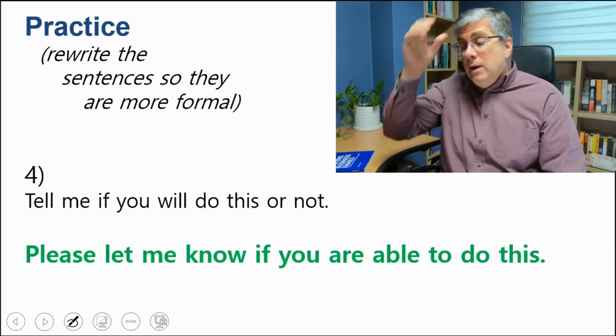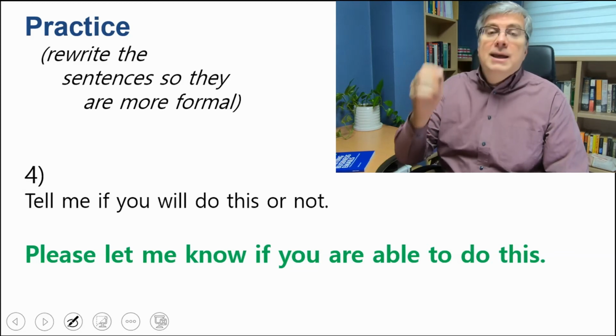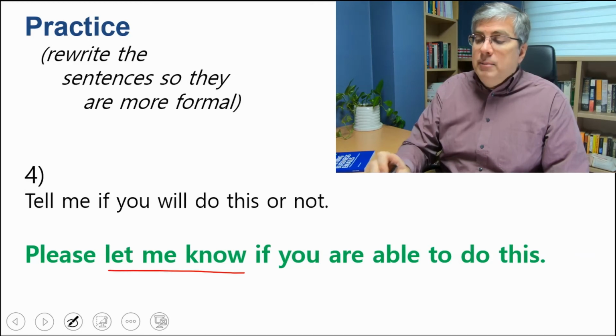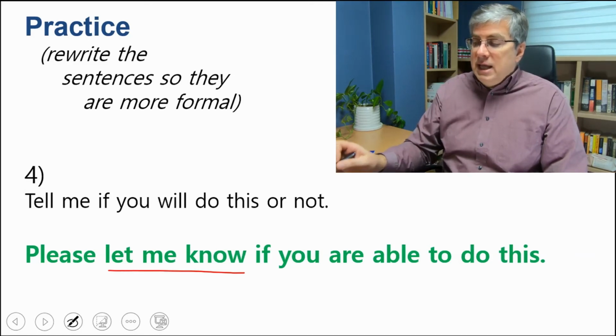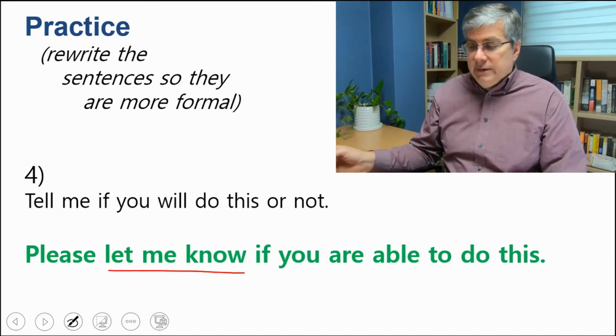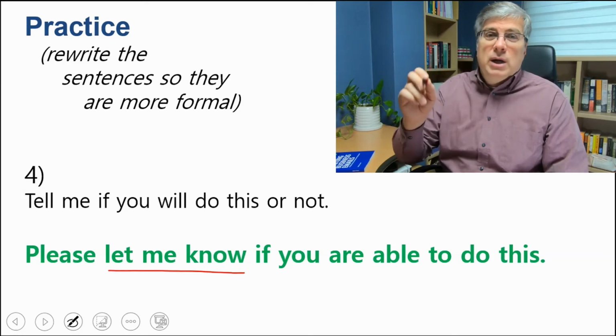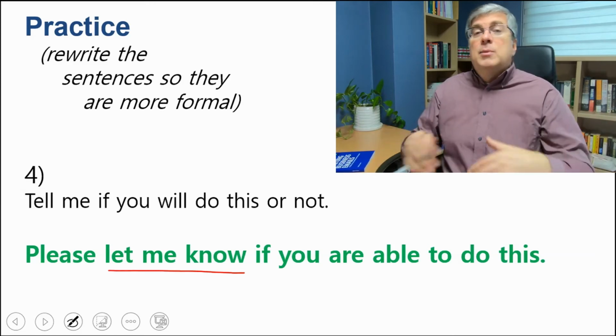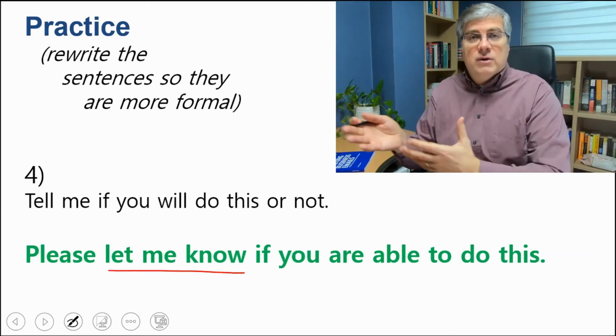Please let me know if you are able to do this. Now again, this is a little more informal. He could have written, please inform us if you are able to do this. Keep it positive. Don't say if you are not able to do this. Keep it positive. If you are able to do this. It means the same thing, but you're focusing on the positive. You're not on the negative.